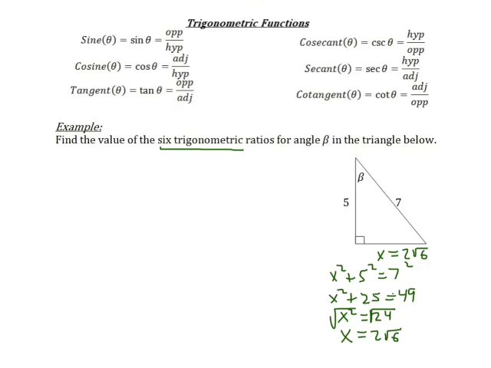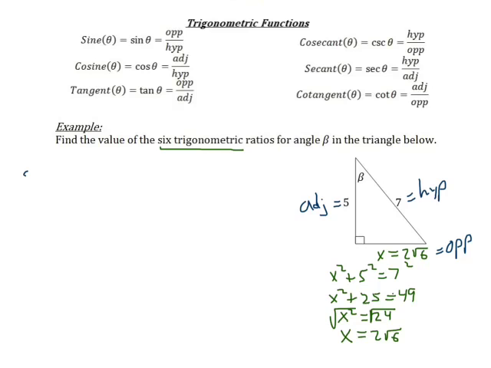Remember, we're talking about angle beta. So how do these relate to angle beta? Let's take a moment and define those here. This is the hypotenuse, of course, because it's opposite the right angle. This is the adjacent leg, the 5 is, because it's connected to angle beta. And this guy right here, this is the opposite. So with that in mind, let's find our ratios.